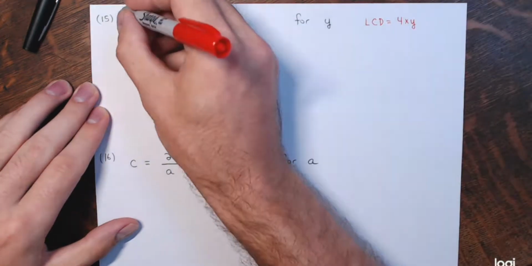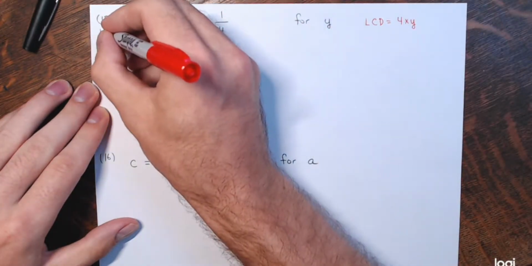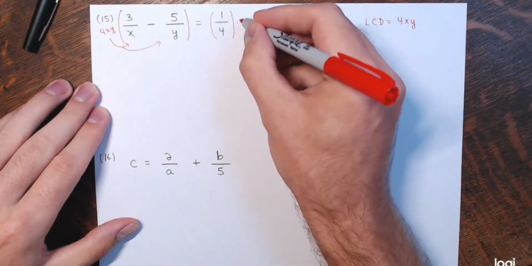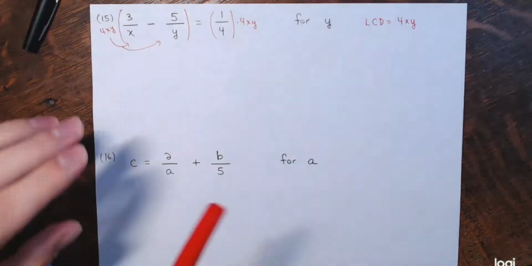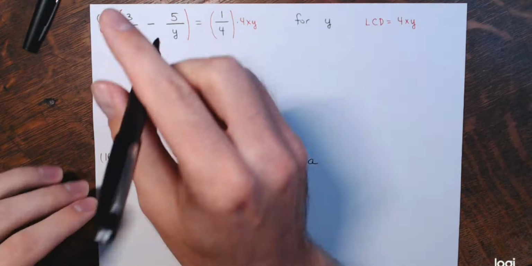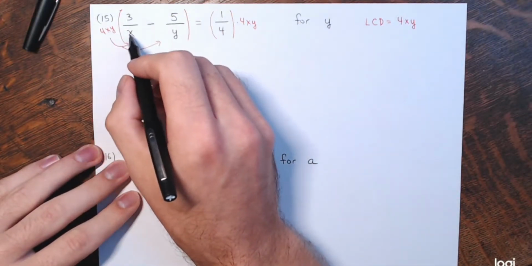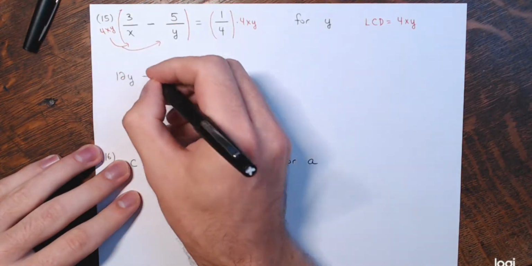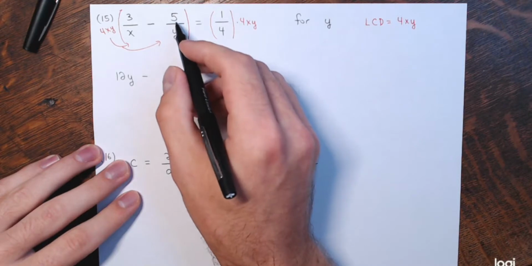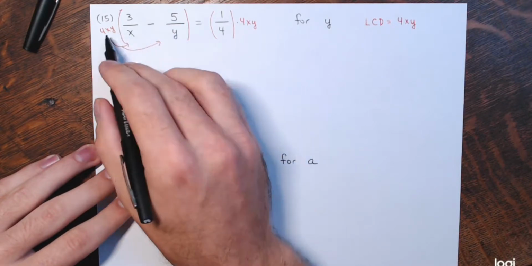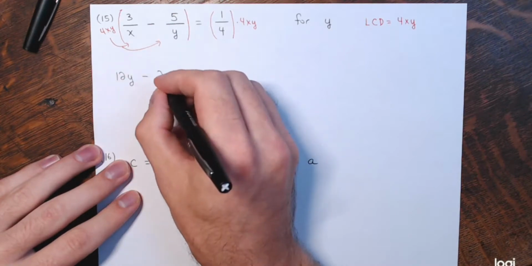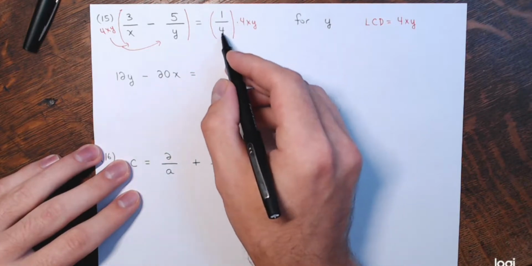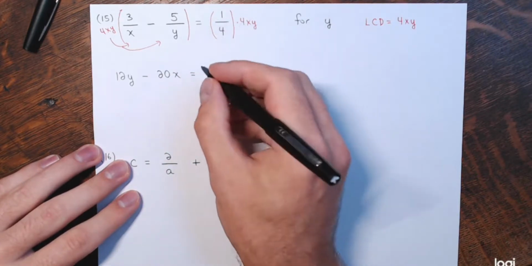So I'm going to take everything on the left side, times the LCD, times 4xy. Same thing with the right side, multiply by the LCD, by 4xy. And let's see what we get. First fraction, x's would cancel, and I'd have 4y times 3 left over, so 12y. Minus second term. The y's would cancel. I'd be left with 4x times 5, or 20x. Equals, and then the 4's would cancel on this side, and you'd be left with 1 times xy, or just xy.